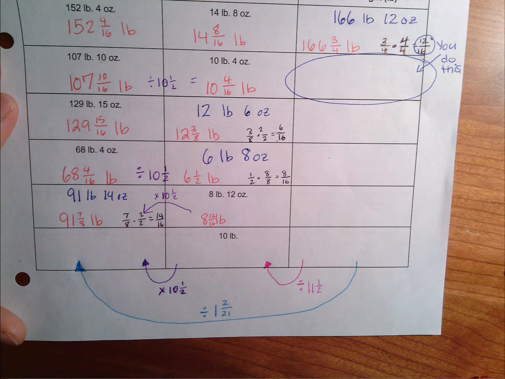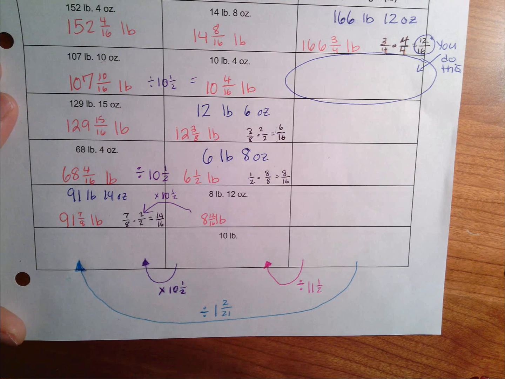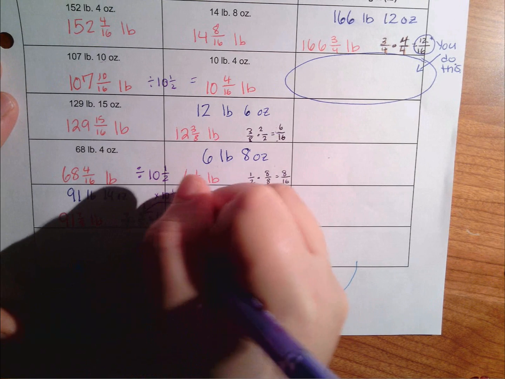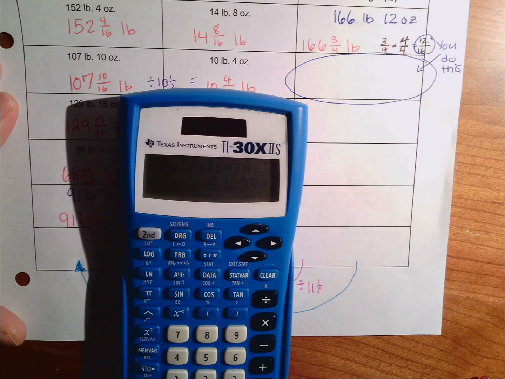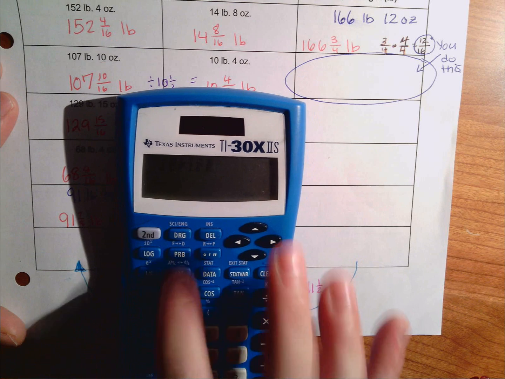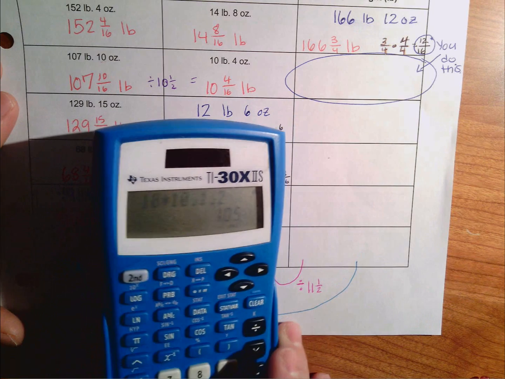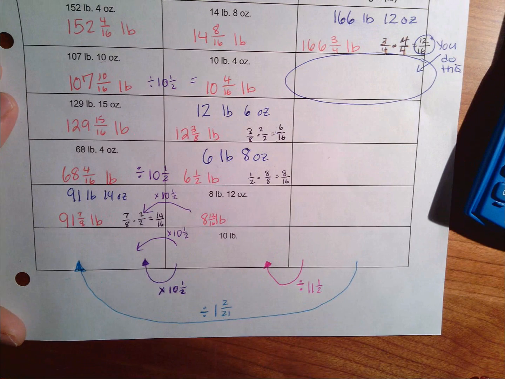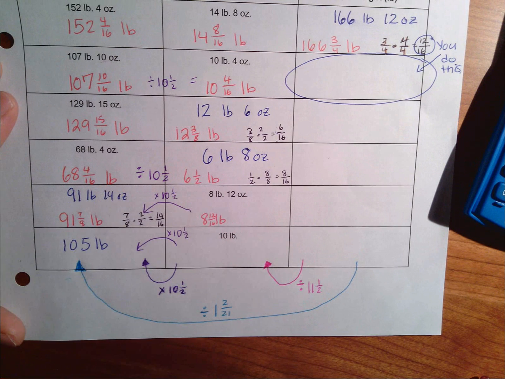And the very last problem, starting with 10 pounds and working backwards. Once again, since I'm going to a larger number, I'm going to multiply by that constant of proportionality, by that 10.5. So I'll take 10 pounds, which I don't need to change to a mixed number, and multiply by 10 and 1/2. And I get 105 pounds with no fraction. So that's a pretty easy thing. I don't have to convert any pounds and ounces. Just taking 105 pounds.